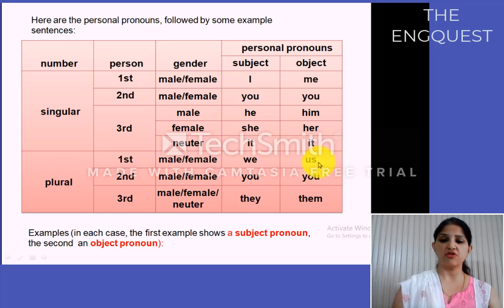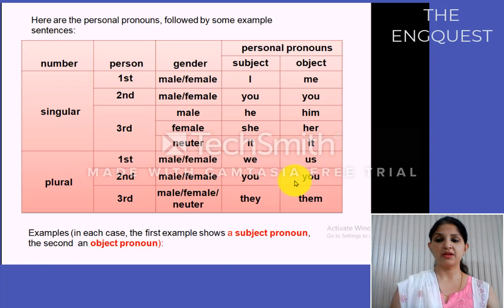So, in the place of object pronoun, we will be using it as us. Now let us move on to plural second person. Male or female, we use you. For example, you have done a marvelous job. And for the object pronoun also, we will use you. For example, a wonderful job is done by you.